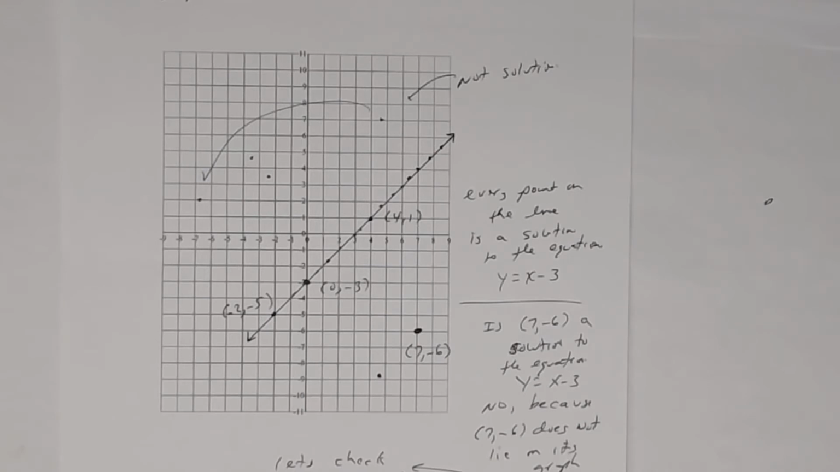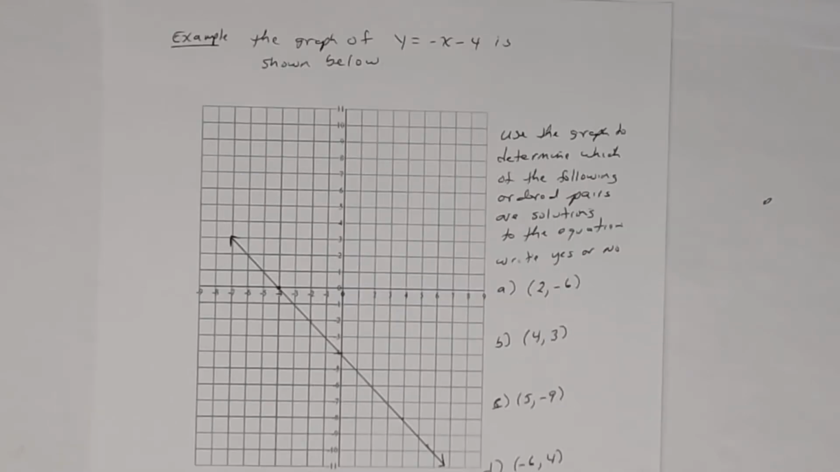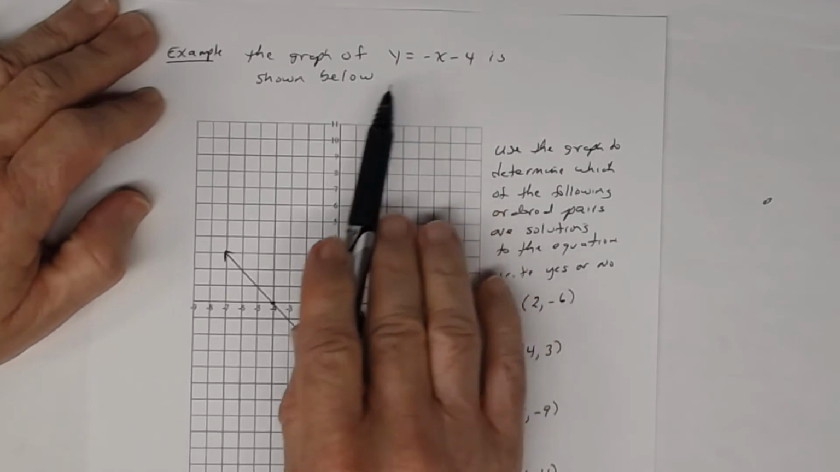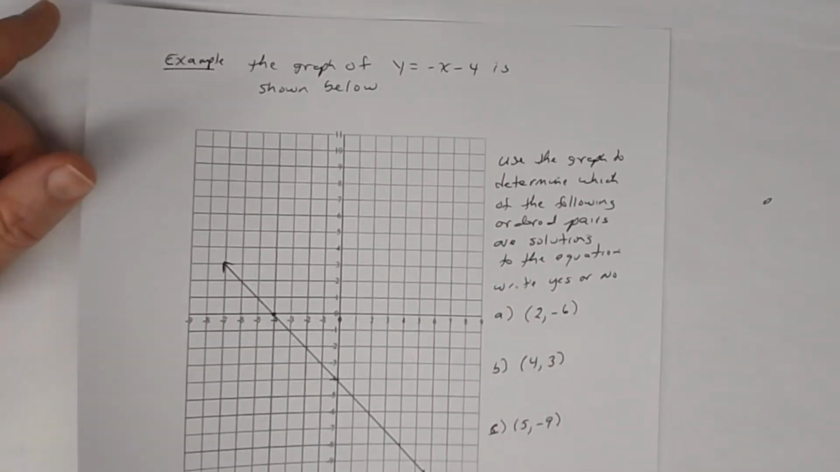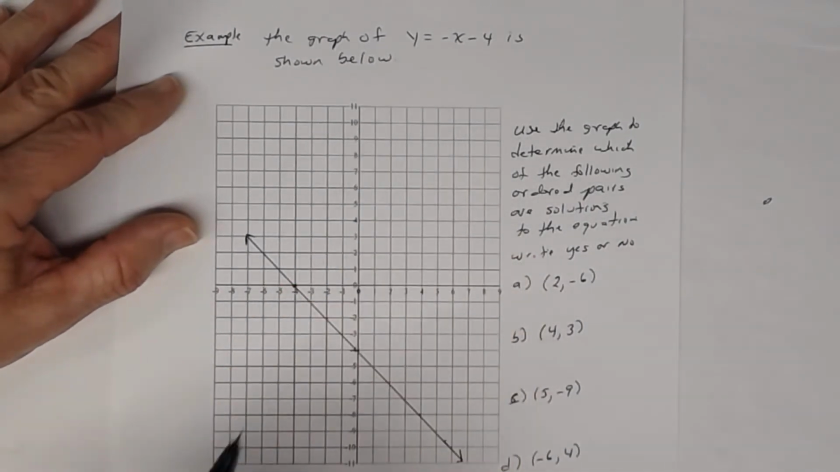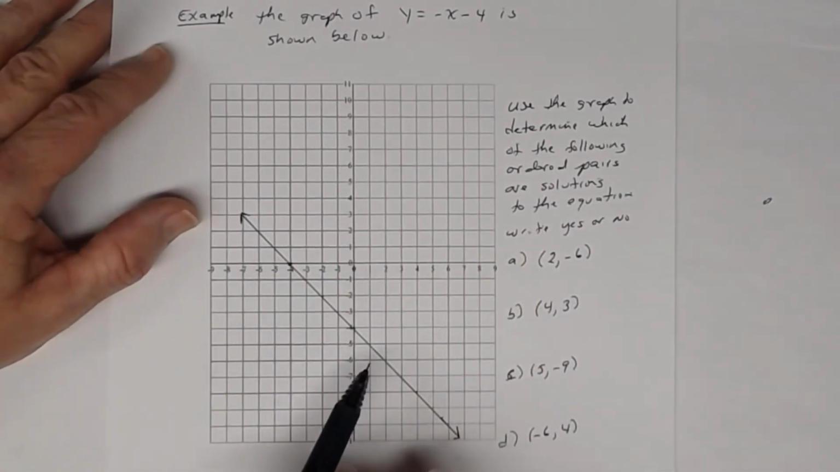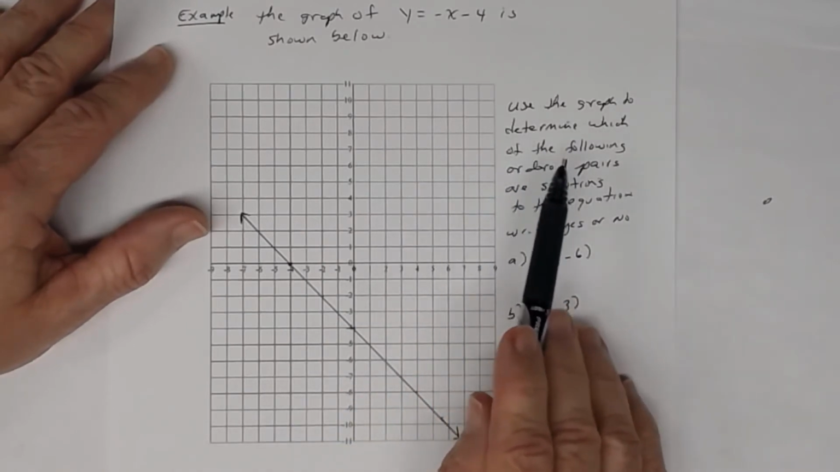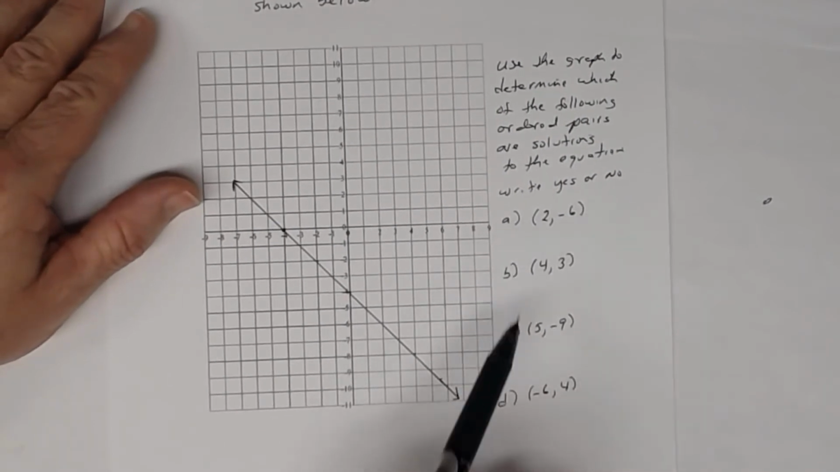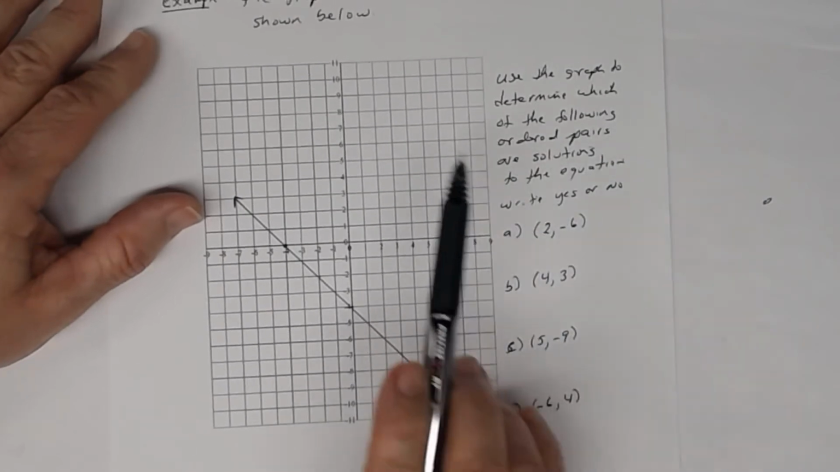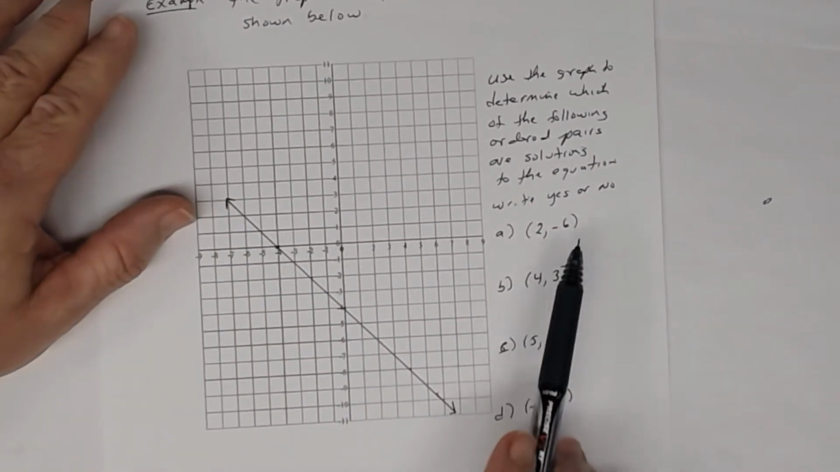Now we have this example, and it says: the graph of y equals negative x minus 4 is shown below. So this is the graph, and in a little while you're going to see how to graph this, and it's very easy, especially if y is by itself. The question: use the graph to determine which of the following ordered pairs are solutions to the equation, and you're going to answer yes or no.